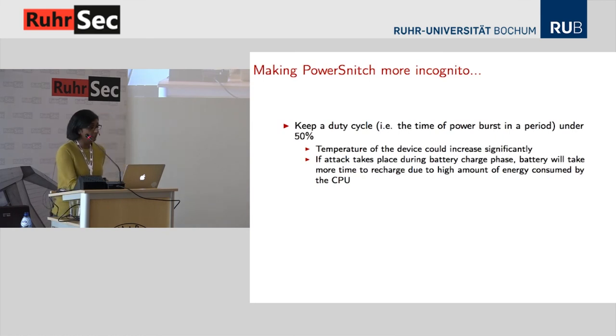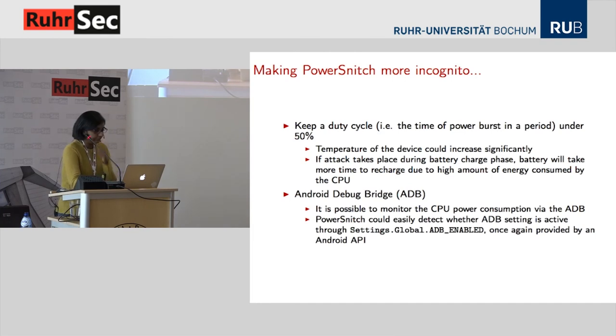So you can make power snitch more incognito. So how to do that? Since we're dealing with power bursts here, we want to make sure that the device doesn't get overheated. To do this, you keep the duty cycle under 50%. This will make sure that if the attack takes place during the battery charge phase, the battery will take more time to recharge if a high amount of energy is being consumed by the CPU, so hence the user might get suspicious as well. So we want to keep it all at a normal flow.